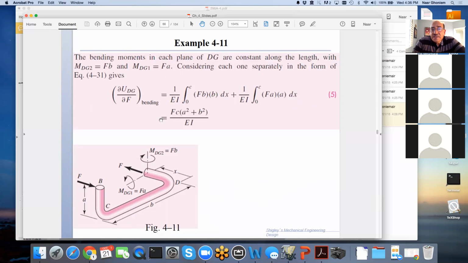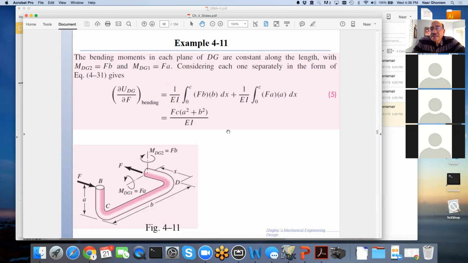Last is the contribution to the deflection from the bending, and the bending moment is constant, FB. And when I take the derivative of FB with respect to F, I get B. And then I do the integration from 0 to C. Then I have these two terms, they add up like so.